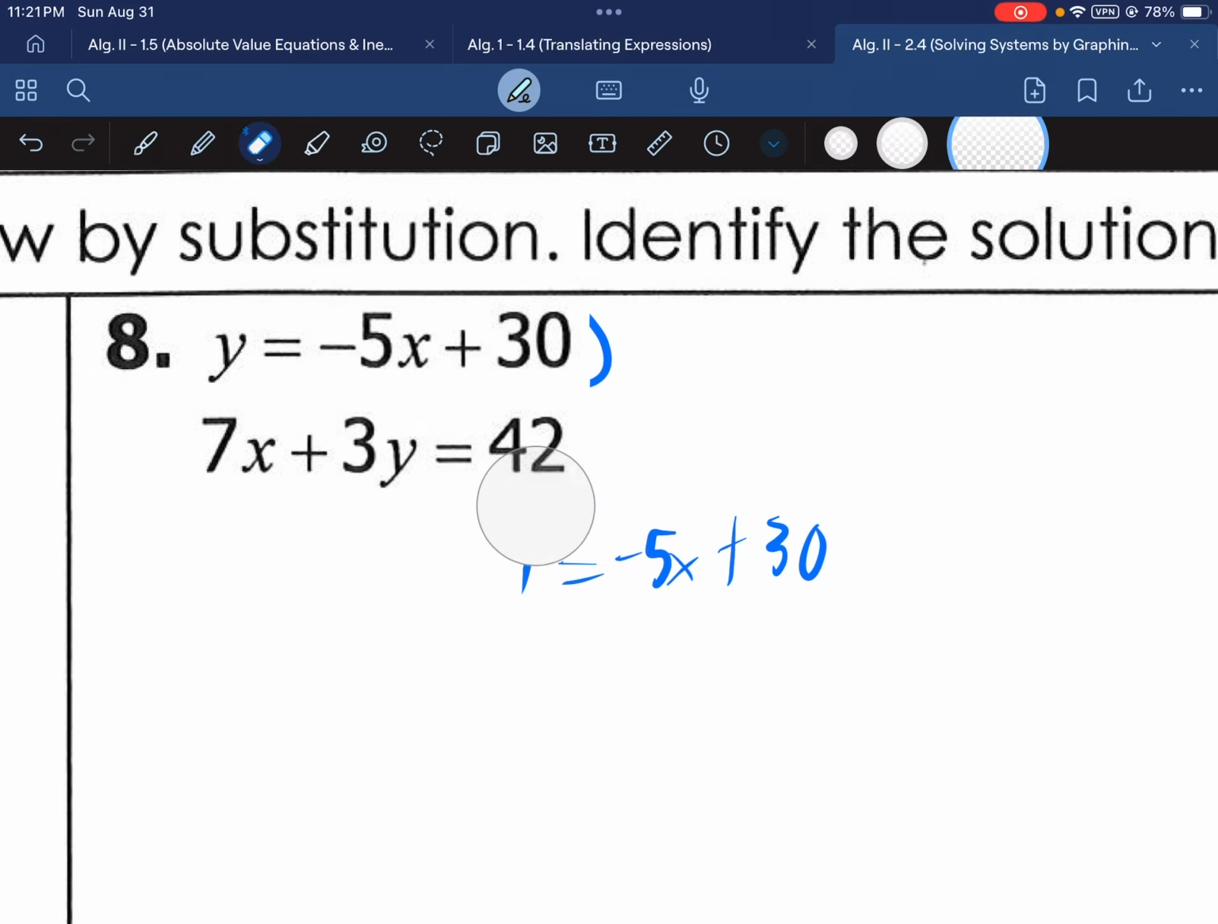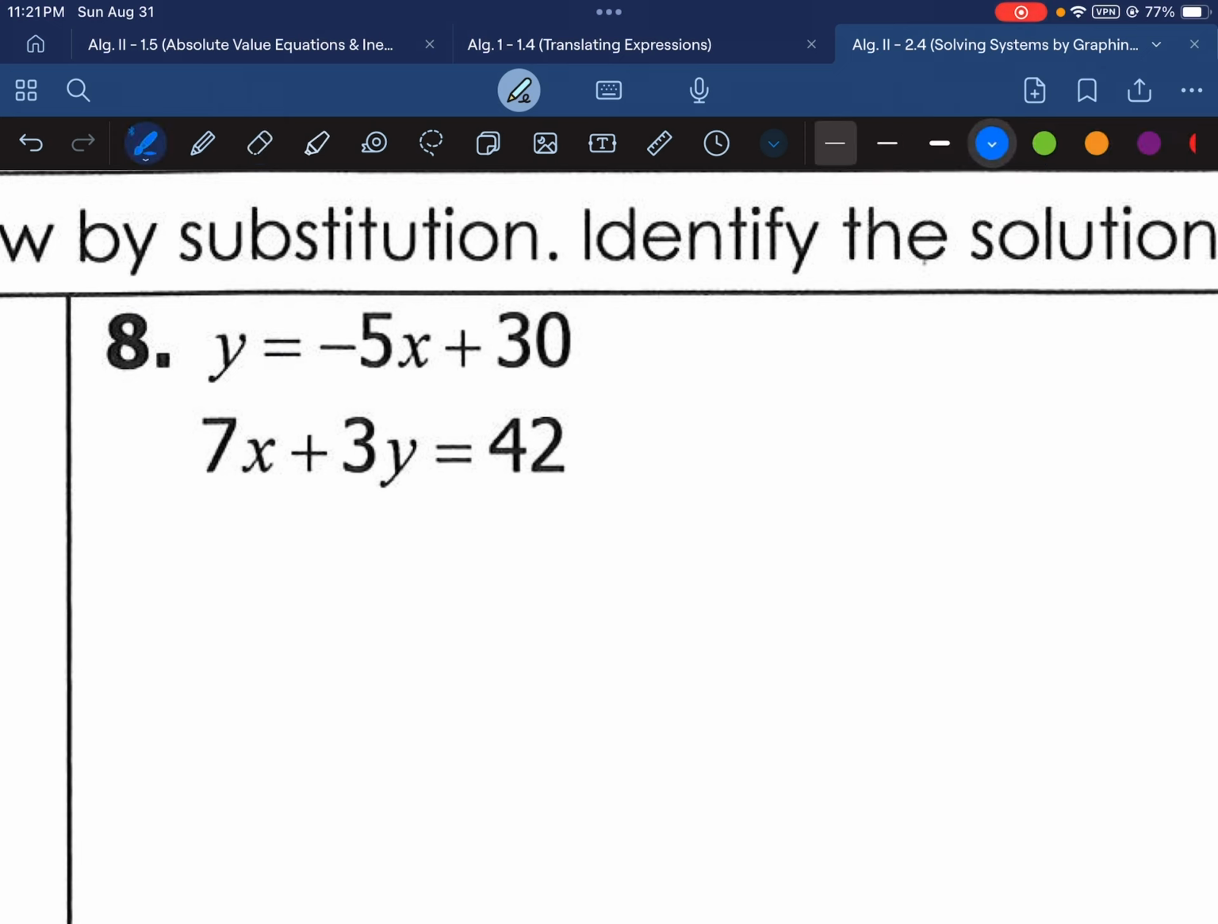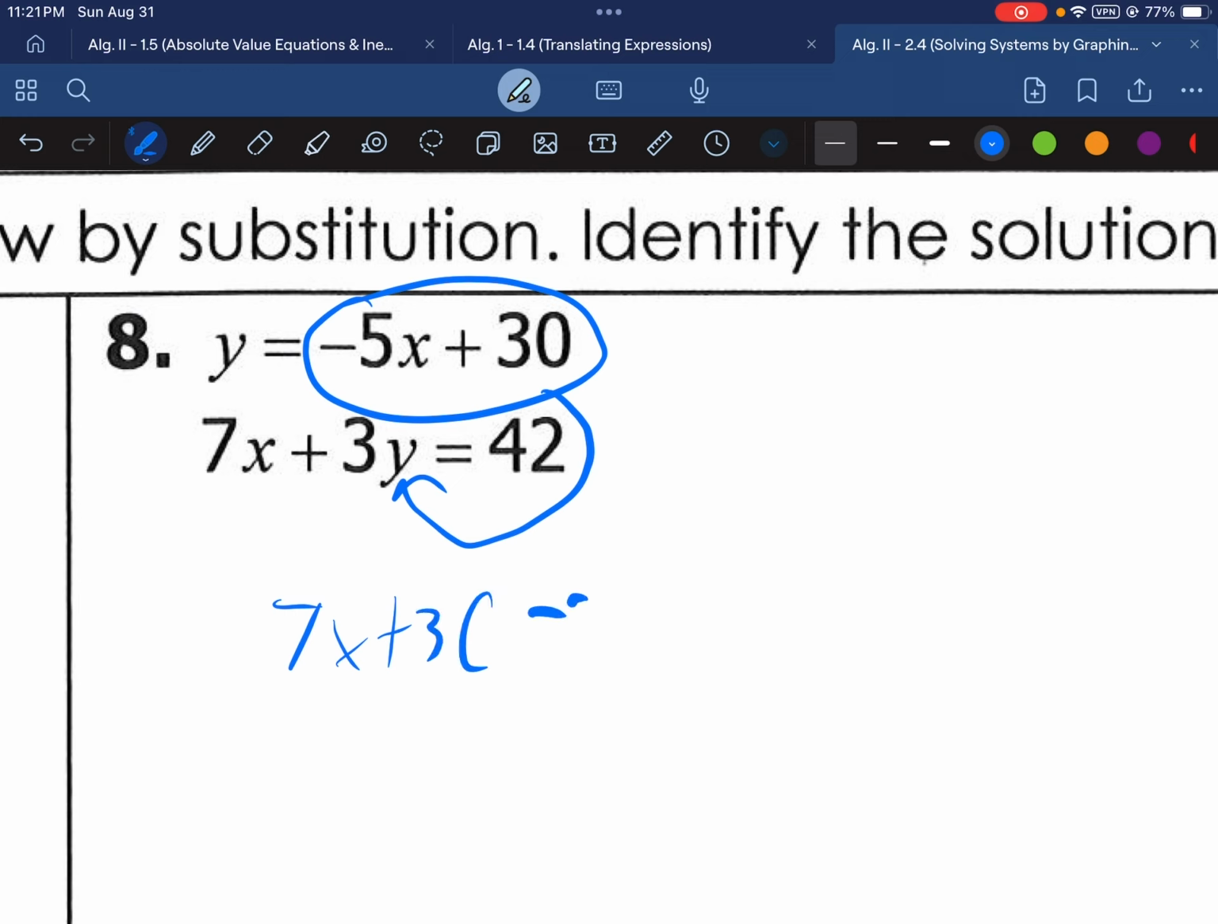Now, you can still get those statements here like we did with graphing, but that's not how it happens, where you plug it into itself. So instead, we're going to plug in negative 5x plus 30 into the other equation for y. And so we're going to have 7x plus 3 times this entire quantity that y is equal to in your original equation.